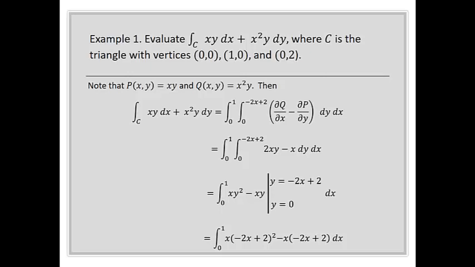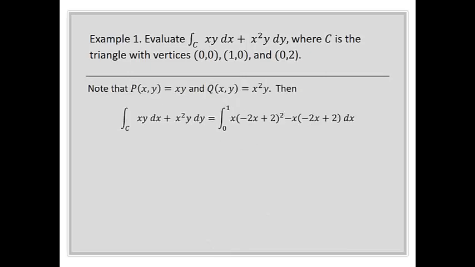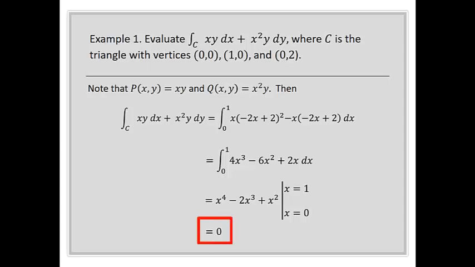Let's go to a new slide again so we have more room. Here's where we were. Now, I'm not going to do anything interesting except just multiply everything out and collect like terms. So that leaves us with the integral from 0 to 1 of 4x cubed minus 6x squared plus 2x. We integrate with respect to x to get x to the 4th minus 2x cubed plus x squared, and evaluate from 0 to 1 to get a final answer of 0.